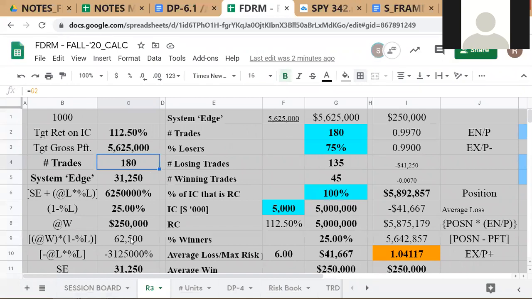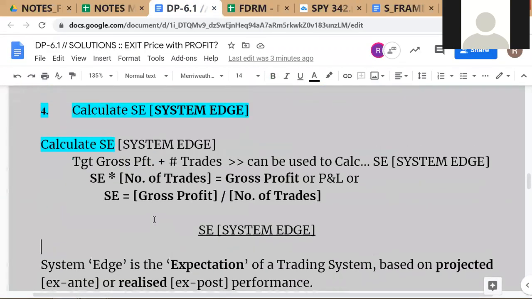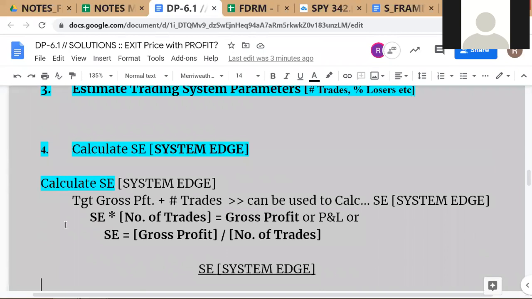So we did the target return. We got the target gross profit. We got the number of trades. And from here, we're going to figure out the system edge. How do we calculate the system edge? We know the formula for system edge. One of the things we are telling you here is that the system edge times the number of trades is the gross profit. And this also reconfirms why the system edge is the average outcome.